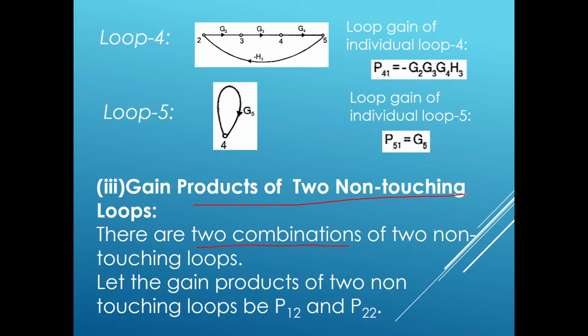So gain product of two non-touching loops. We have got two combinations of non-touching loops. Let us give the notations for the gain values of these two non-touching loops. Notations are P12 and P22.